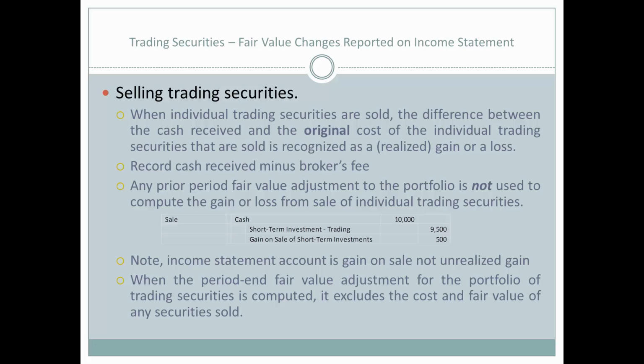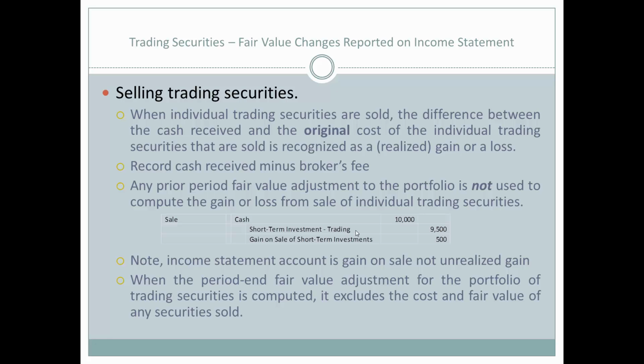So in this instance, we received $10,000. Our short-term trading investment was $9,500, so that was the original cost. So the difference between those two is a credit, which will be a gain on the sale of short-term investments. So if the difference between the cash received and the cost of the investment on your general ledger is a credit, then it's going to be a gain. If the difference between the cash that you received and the short-term investment is a debit, then it will be a loss. Now, the income statement account is gain on sale, not an unrealized gain.